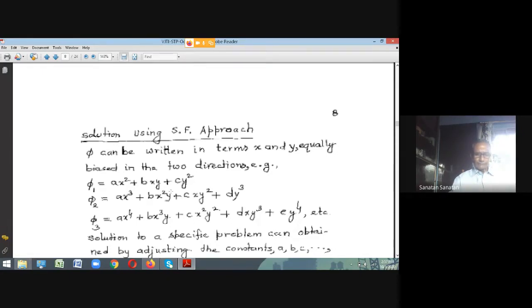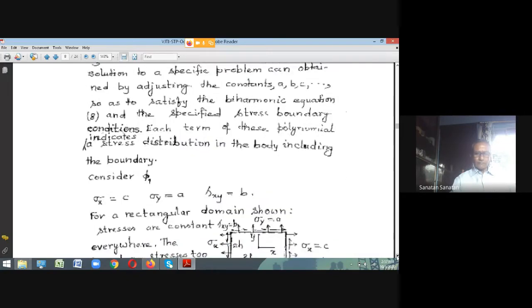Similarly, if you write the polynomial in the form ax³ plus bx²y plus cxy² plus dy³, it also indicates a stress state, given by the values of the constants a, b, c, d. So when you make use of the function in the form phi 1, then sigma x is equal to c, sigma y equal to a, and tau xy is equal to minus b. So these are the stresses.